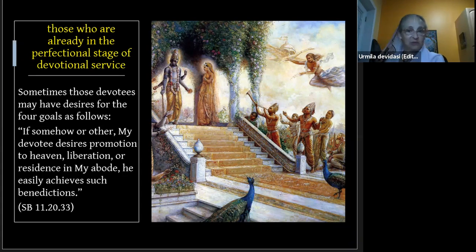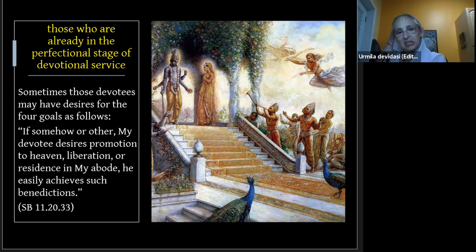First of all, practically everybody in Vaikuntha wants some sort of liberation in Vaikuntha, and they're still siddha devotees. So wanting to go back home, back to Godhead, wanting to have some sort of liberation for service, not wanting to have some sort of liberation for one's own sense gratification.